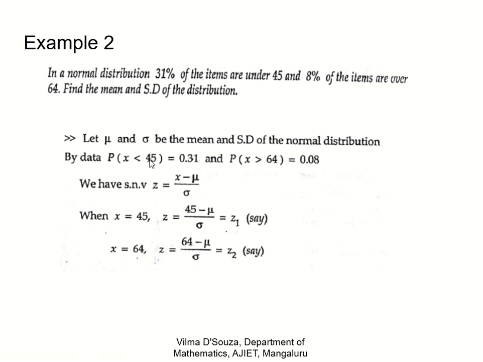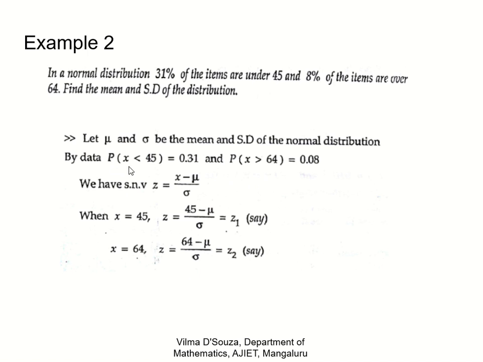When x is equal to 45, what is z? It is 45 minus mu by sigma; say it be some z1. You name it as z1 for convenience. When x is equal to 64, z is 64 minus mu by sigma, say that it be some z2. You don't know mu and sigma, you need to find them by using the given probabilities.